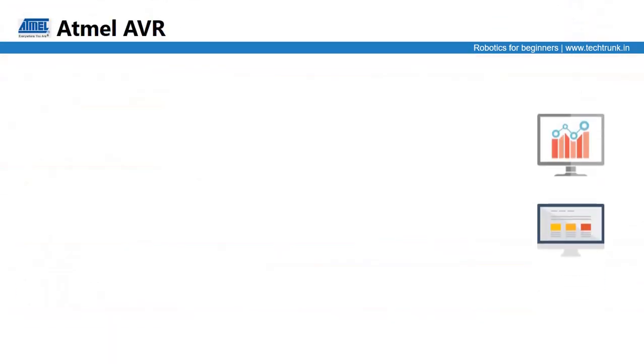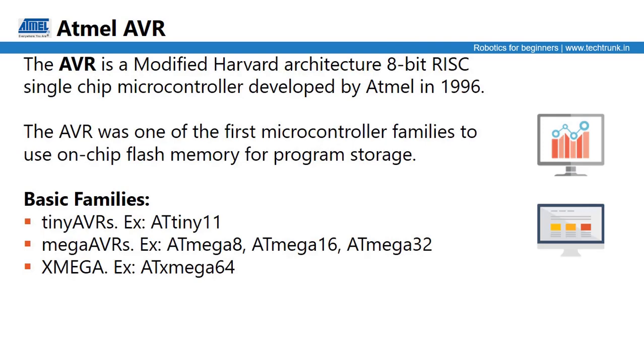The one that we are interested in is the AVR series of microcontrollers by Atmel Corporation. AVR is a modified Harvard architecture 8-bit RISC single-chip microcontroller developed by Atmel in 1996. So AVR series microcontrollers are 8-bit microcontrollers. They are based on RISC architecture, that is reduced instruction set computing.